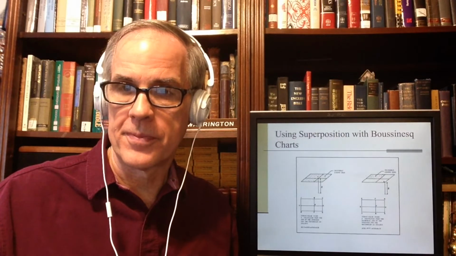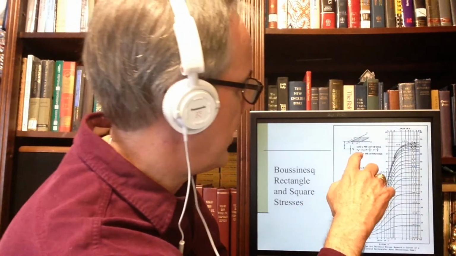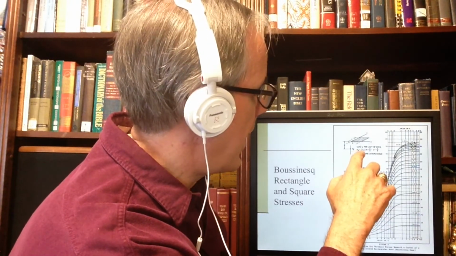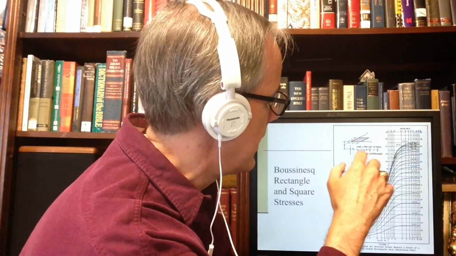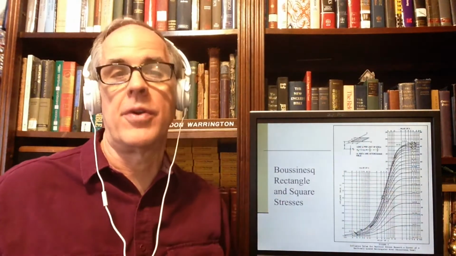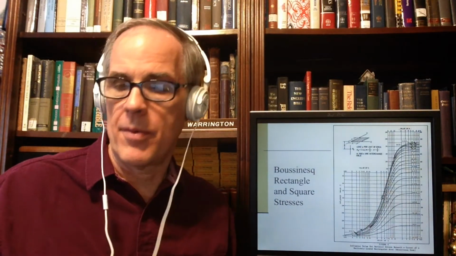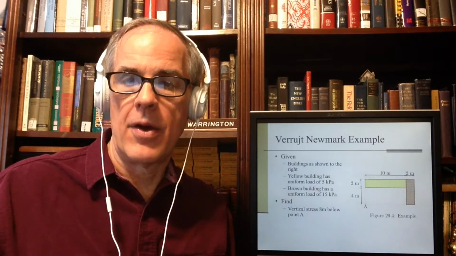That's the ratio. In fact, if you'll go back to this, you'll notice that sigma Z is equal to I times P. In other words, if this uniform load is P times the influence coefficient, you can say sigma over P is equal to I, or however you want to do it. That's I times P, by the way. Now we come, and that's the yellow building. And the yellow building yields 0.186.